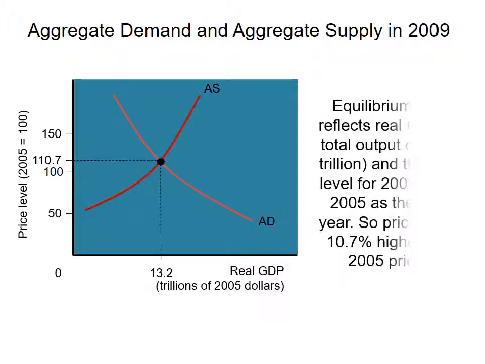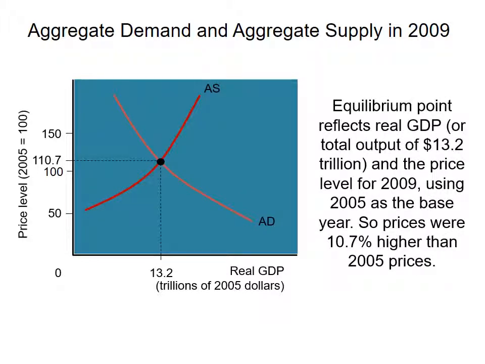So here's just another example. This was in aggregate demand and supply in 2009. And so here you can see the base year is different. Again, I'm just trying to show you that you can have different years as your base year, but whatever your base year is, the index in that year will always be 100. And so here we see the price level is 110.7 in 2009. And so that means prices were 10.7% higher than the 2005 prices.